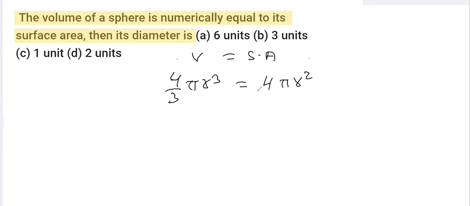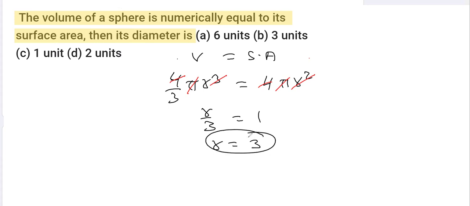For that, we'll first calculate the radius. As you can see, this is r square. This is cancelled with r cube here. That means 1 r is left. Pi and pi get cancelled. 4 and 4 get cancelled. So what we are left with here is r over 3 is equal to 1. So clearly, on transposing 3 to the other side, we get r is equal to 3.